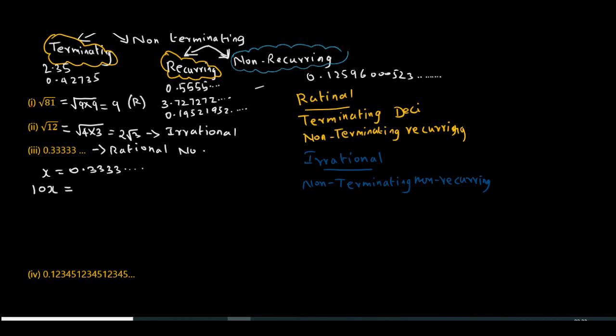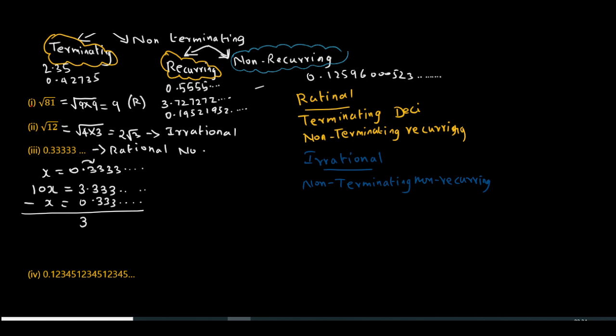When we are multiplying the decimal with 10, the digit moves one place to the right-hand side. So 3.33333... will be there. Now subtract both. 10x minus x, because our aim is to delete the decimal parts. Now 3 minus 3 is 0, 3 minus 3 is 0, all the 3's vanished. Now the decimal part vanished.